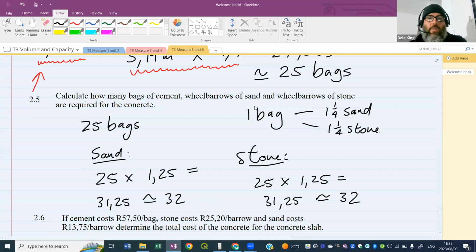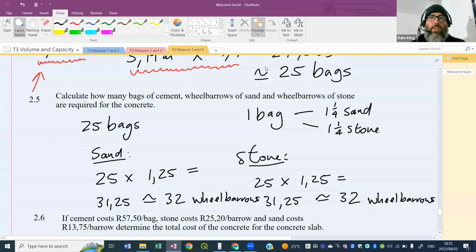So with all this information, we'll have enough wheelbarrows. Someone's saying, sir, you need to write there wheelbarrows. Yes. All right, wheelbarrows. Right there, 32 wheelbarrows. I'm going to cheat and just copy and put it here. All right, good. So we need 32 wheelbarrows of sand and 32.